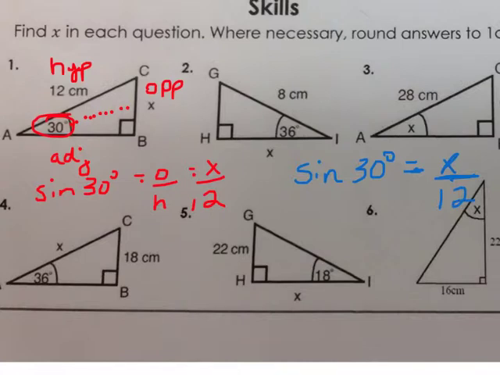You got that. So now I've got this equation. Sine 30 degrees is x over 12, right? How am I going to solve for x here? Anybody know a way to do this? Get the x by itself.